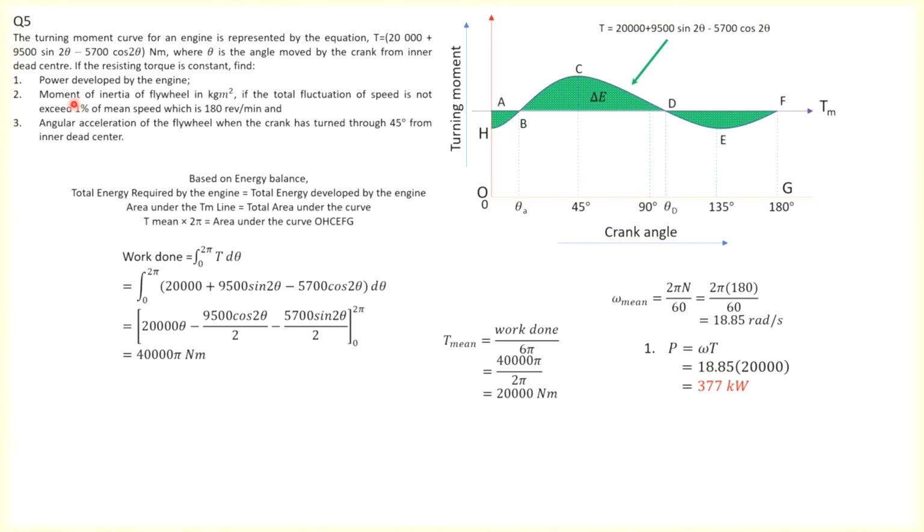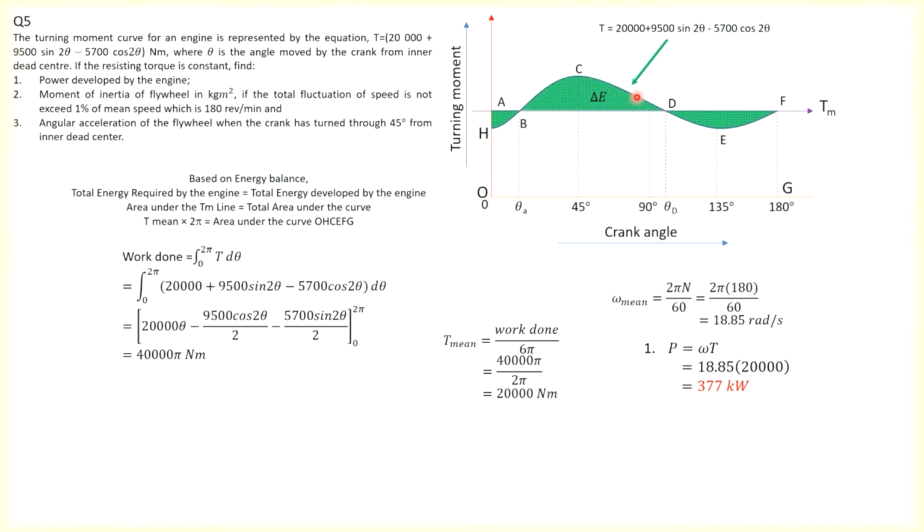To find the moment of inertia and the angular acceleration, the first thing is we have to find the greatest fluctuation of energy, that is delta E. That is the greatest fluctuation of energy, which is equivalent to the area above the mean torque line. That is this area here, BCD. We don't have to find each section; we just look at the largest area above the mean torque line.